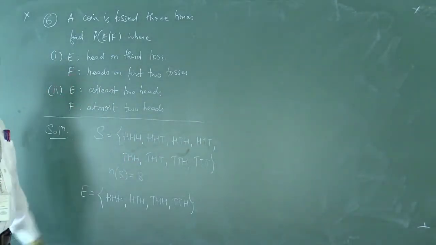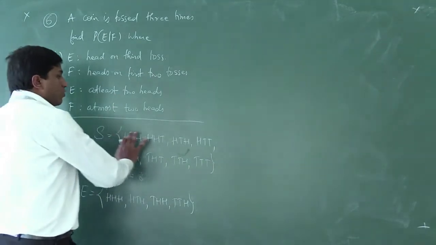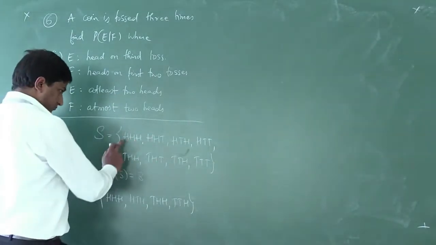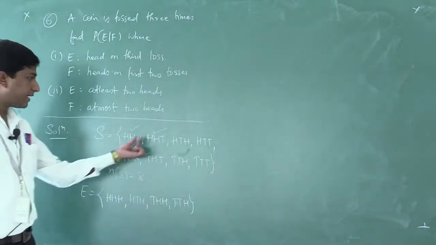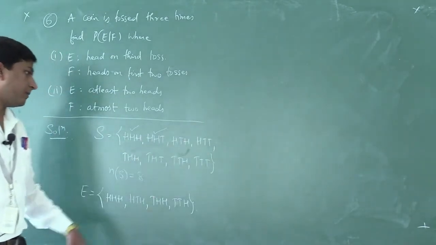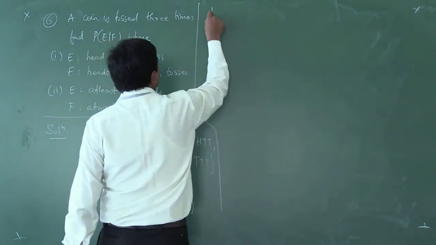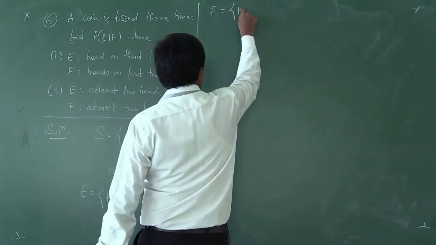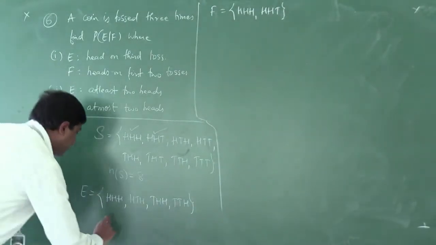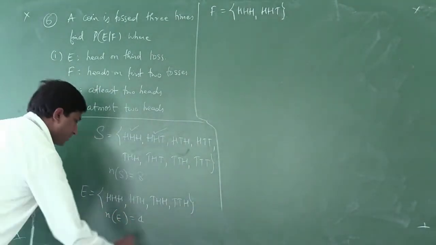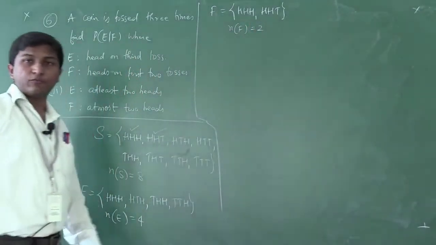Now we have to write the set F. What is the set F here? Heads on first two tosses. Which are the outcomes where you have heads on first two tosses? Well, HHH has heads on first two tosses. Then HHT has heads on first two tosses. No other outcome has heads on first two tosses. So set F is nothing but the set containing the elements HHH and HHT. So E has totally four elements, that is N of E equals 4. F has totally two elements. I can write N of F equals 2.